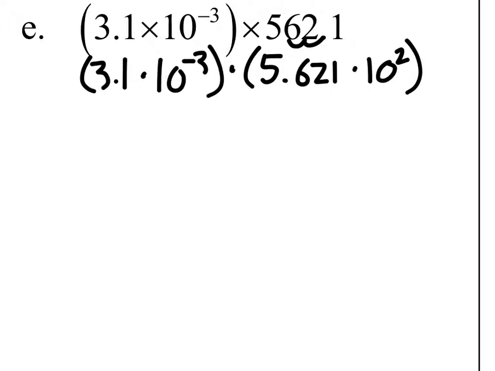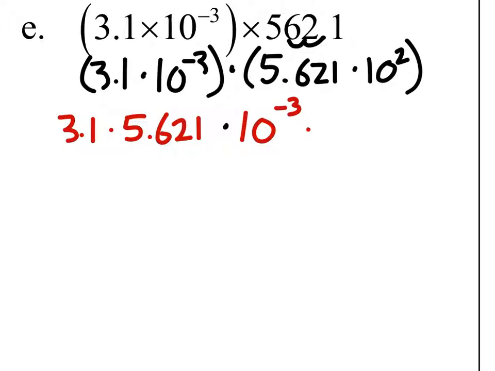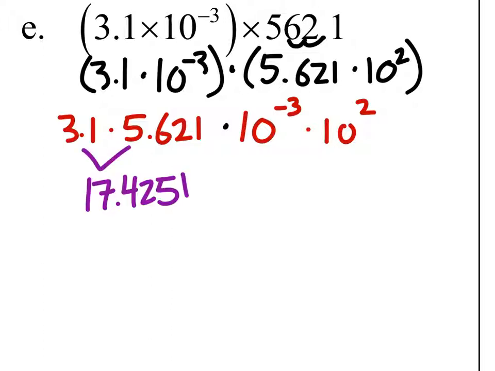So we'll rearrange the numbers. So I got 3.1 times 5.621, and this is all multiplied by my base 10s, 10 to the power of negative 3 times 10 to the power of 2. And 3.1 times 5.621. Alright, so we have that product. But now we got to work with those exponents.